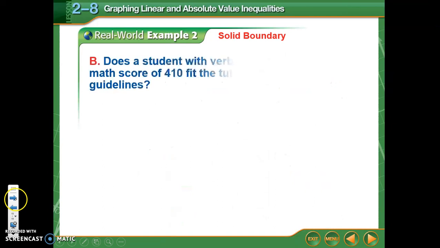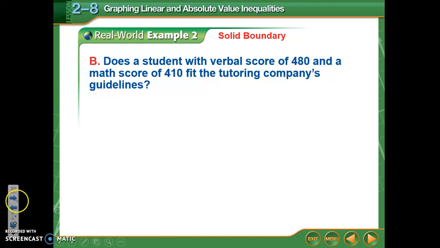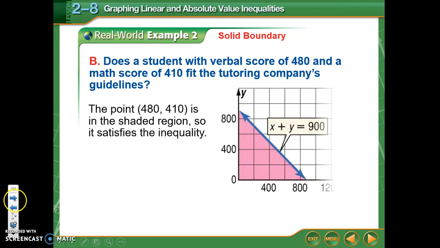Alright, the second part of this question is, would this student who has a verbal score of 480 and a math score of 410 fit the guidelines? Would they be able to receive tutoring from this company?